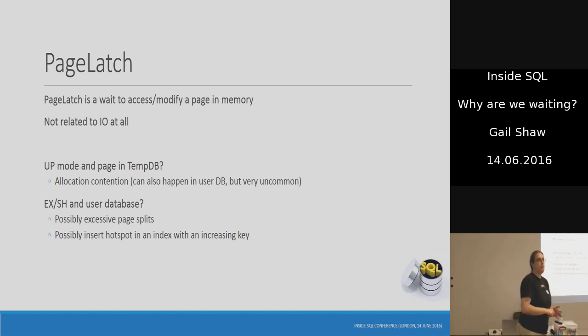Page latch waits, most common 2 I see, are page latch UP, page latch update, in TempDB. By the way, as far as I'm aware, the only time you'll see a page latch UP is on an allocation page. Normal data and index pages don't get latched for UP, they get latched for shared or exclusive. Your allocation pages get latched for UP, update. That's your GAM pages, your SGAMs, your PFS, your IAMs, and all the other allocation pages scattered through a SQL database. If you're seeing page latch UP in database 2, you've got allocation contention in TempDB.